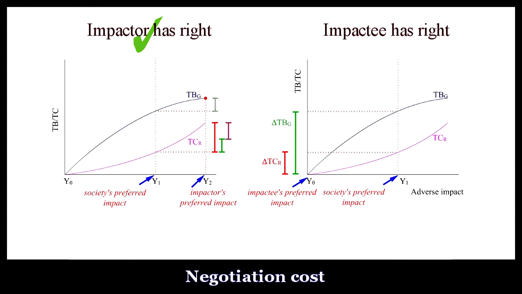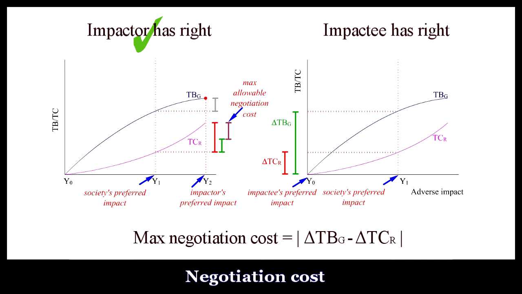But if the negotiation cost equals or exceeds the gap between delta TBG and delta TCR, the efficient impact will not be achieved, because there would not be enough left over to make the right owner happy to give up its right. In other words, if the negotiation cost exceeds the maximum allowable level, giving the right to the impactor would freeze the impact at Y2, and giving the right to the impactee would freeze the impact at Y0.